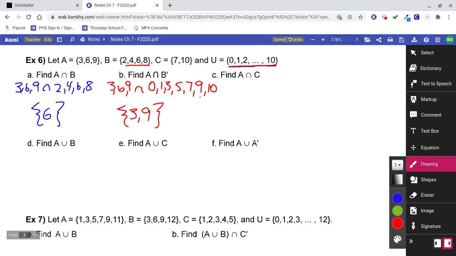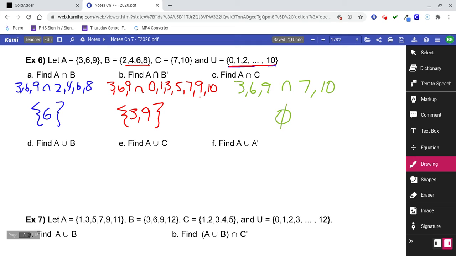A and C, this is probably one you could do in your head, but we look at A, 3, 6, 9, intersected with C, 7, 10. What numbers are in both sets? Well, nothing is. So that's an empty set. Those are disjoint sets. Now we do OR. For whatever reason, OR is going to be harder than AND.